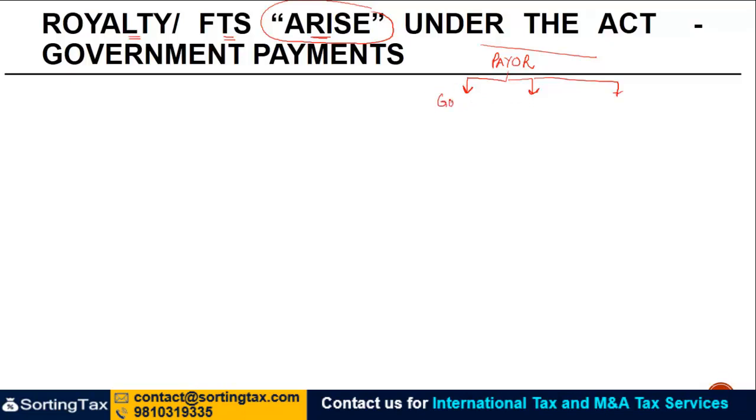One is the government. Second is a person who is a resident in India. And obviously residency has to be seen as per the Income Tax Act because we are dealing with the Act provision. And the third is a person who is a non-resident in India. So let us concentrate on the first one for now.